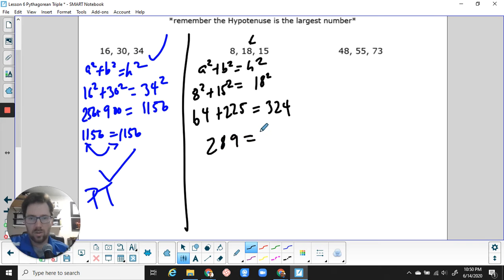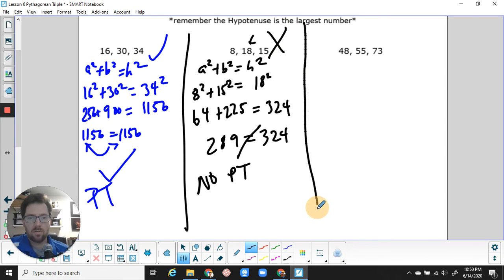64 plus 225 equals 289, and that equals 324? Does 289 equal 324? Are they the same number? No, they are not. Not a Pythagorean triple. I'm just being really lazy in how I label this. Wah, wah. I wish I had a sound effect for that. It is not a Pythagorean triple.